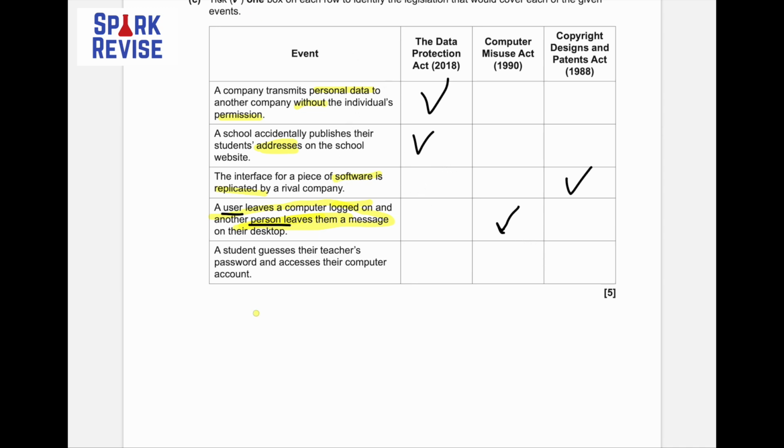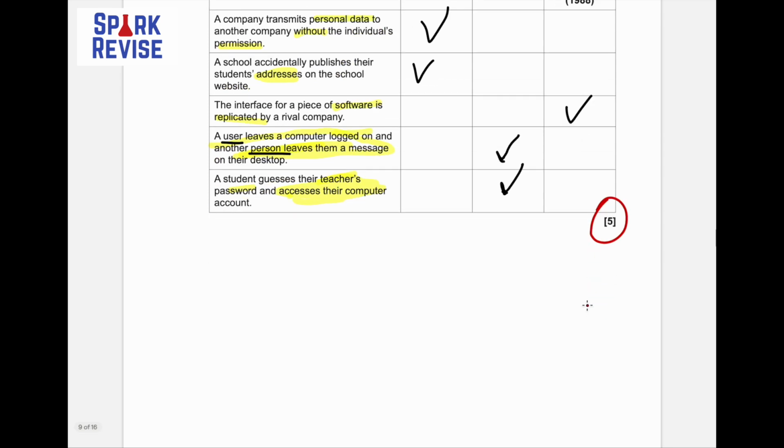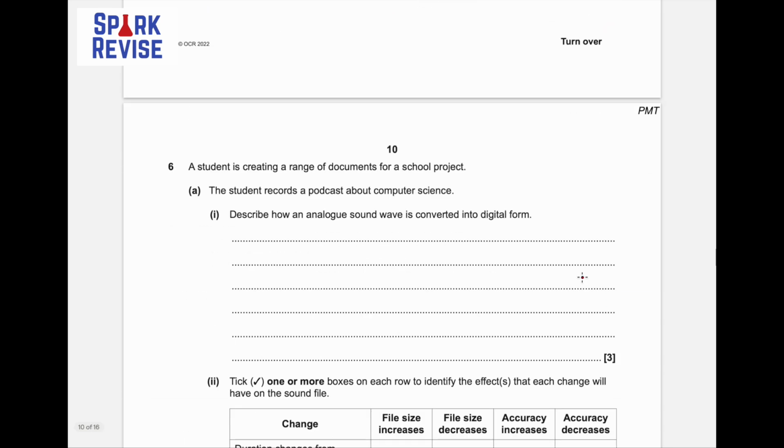And for the final one, a student guesses their teacher's password and accesses their computer account. So it's the teacher's password and they're accessing, this is the key bit, accessing their computer. It's the Computer Misuse Act. They're in the wrong. You can't use someone else's computer. So it's 5 marks. Nice and simple.